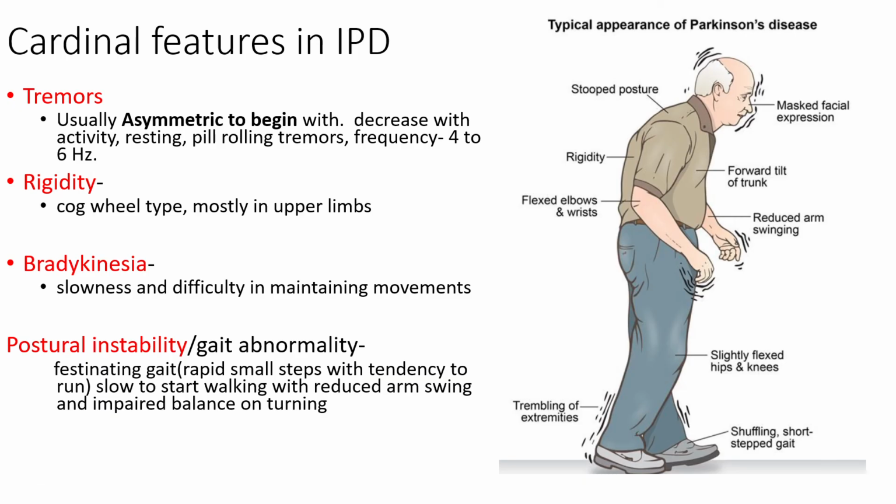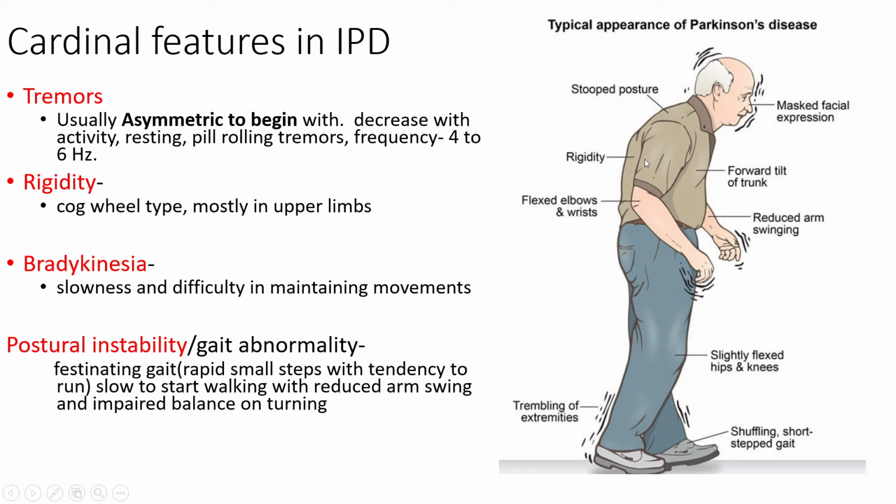So clinical features of idiopathic Parkinson's disease include tremors, which are usually asymmetric to begin with. They decrease with activity, and these are termed resting tremors, pill rolling tremors, and frequency is often 4 to 6 Hz. Rigidity can be cogwheel type, mostly in the upper limbs. Bradykinesia simply means slowing and difficulty in maintaining movements, while postural instability or gait abnormality is also present, which is nothing but a festinating gait, that is rapid small steps with a tendency to run, slow to start walking with reduced arm swing, and an impaired balance on turning.